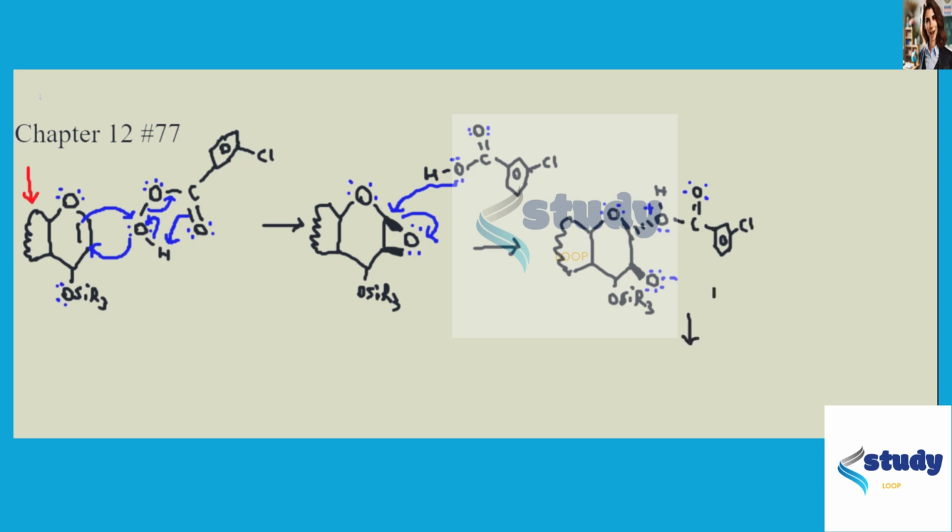That can be accomplished by another equivalent of the MCPBA byproduct, the metachlorobenzoic acid. One of this oxygen's lone pairs can pick up this hydrogen, and those electrons can revert to that oxygen. Now we've protonated that oxygen, which needs to be protonated.